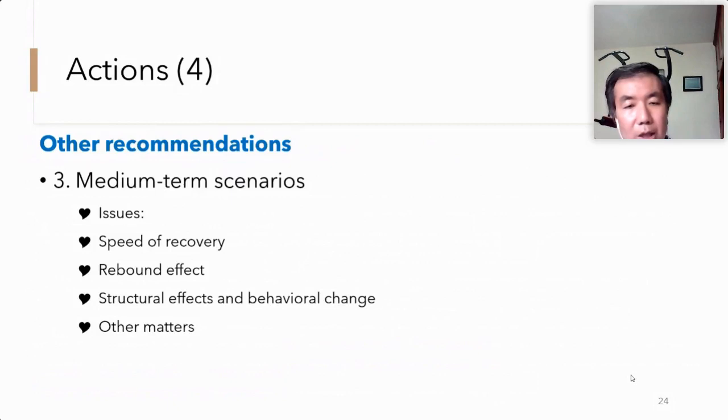In terms of the medium-term scenarios, as I mentioned just now, the speed of recovery is what we need to make an assumption about. But others may want to add another bullet point, which I've not put in, such as how long you think the pandemic is going to last, and then when the recovery is going to begin, and from that what the speed of recovery is, and then of course what your rebound effects will be.